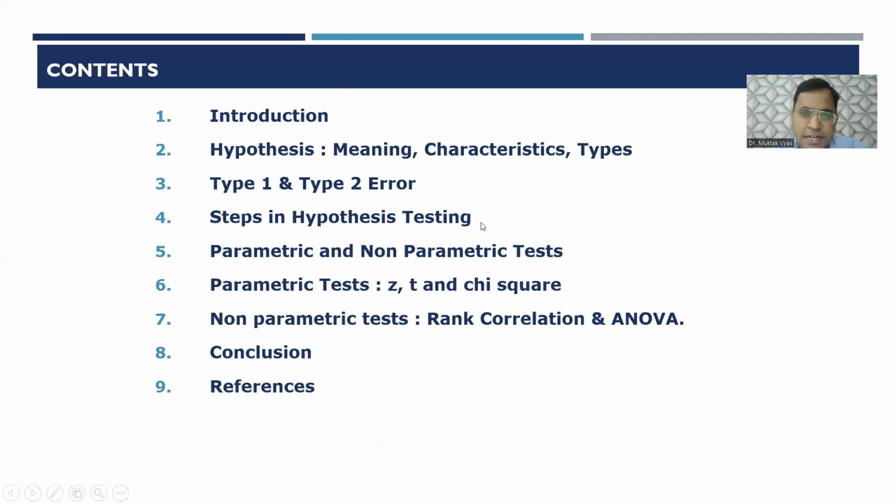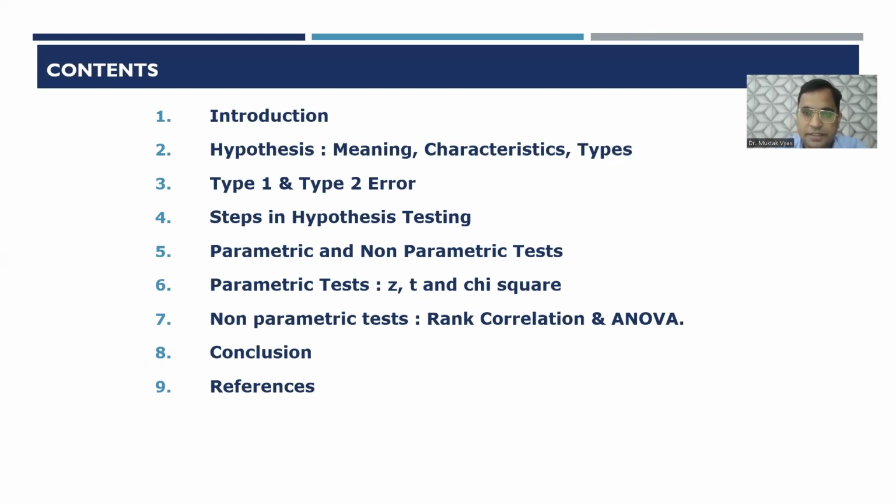So the content will include the brief introduction, meaning, characteristics, types of hypothesis, type 1 and type 2 error, steps in hypothesis testing, parametric test and non-parametric test, parametric test Z, T and chi-square, non-parametric test, rank correlation and ANOVA.